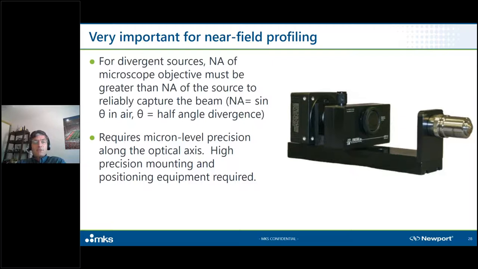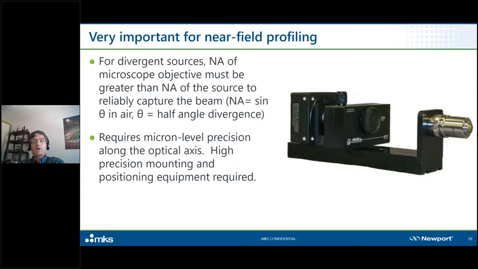The other thing to keep in mind is this typically requires micron-level precision along the optical axis. So you have to fairly precisely position this apparatus where the focal plane, the imaging plane of the microscope objective, is right at the output of the laser.